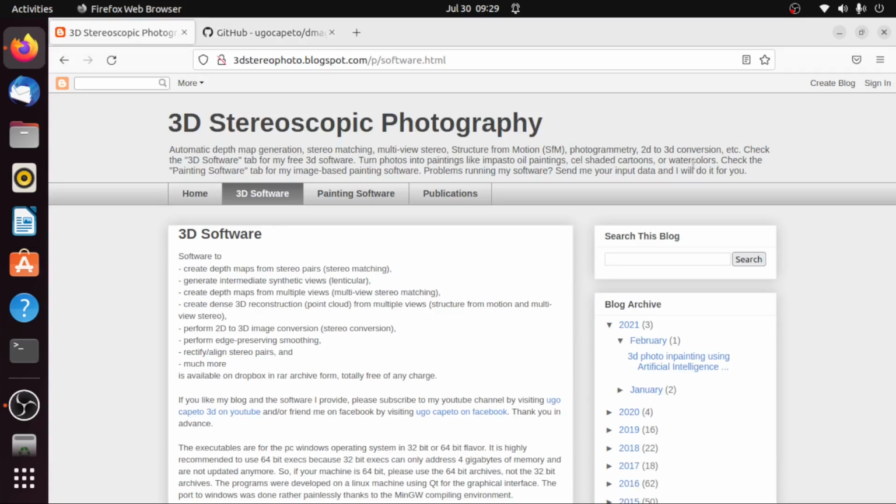Okay, guys, today I'm going to talk about the first depth map creating software I wrote. That was some time ago.